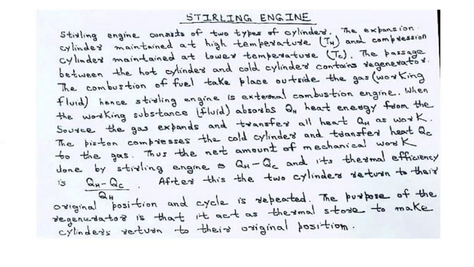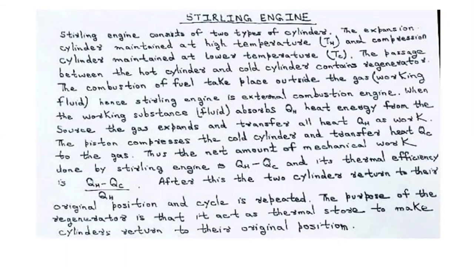Stirling engine consists of two types of cylinder. The expansion cylinder maintained at high temperature TH and compression cylinder maintained at lower temperature TC. The passage between the hot cylinder and cold cylinder contains regenerator. The combustion of fuel take place outside the gas, यानी कि working fluid. Hence, Stirling engine is external combustion engine.